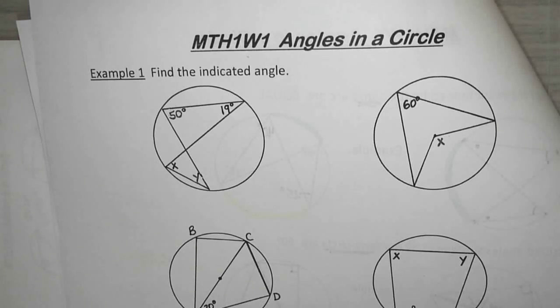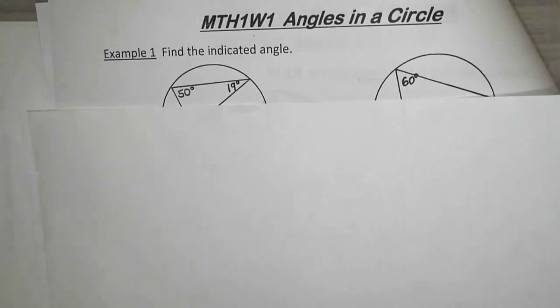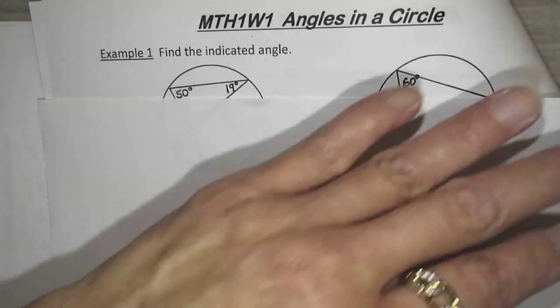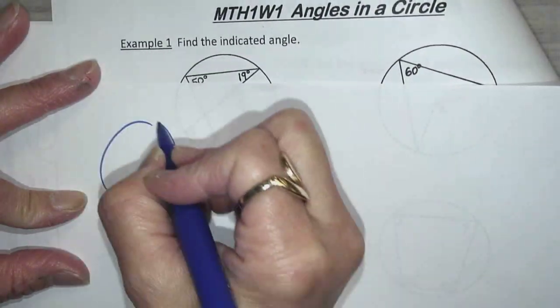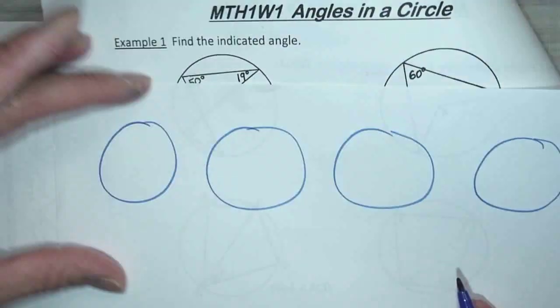Okay, we're looking at angles in a circle. Before I begin this page, I'm just going to review the rules that we have one more time. There are 4 main rules that we have when we're talking about angles in a circle. So let me go over the rules. I'm just going to draw 4 circles, so there are 4 main rules.